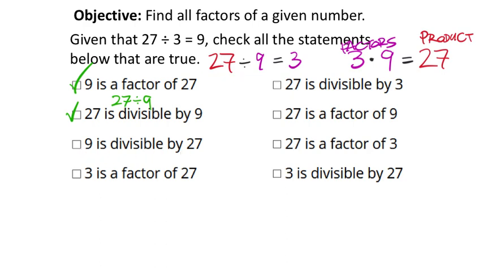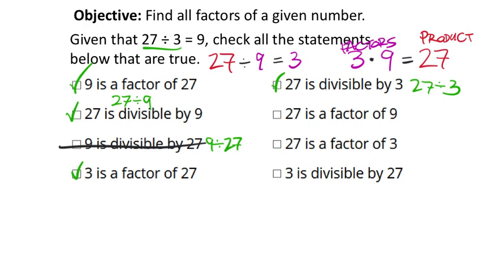Next, it says 9 is divisible by 27. That would show 9 divided by 27 like this, which is false. So this one we're just going to cross out. 3 is a factor of 27. Again, that is shown in the multiplication problem right there, so we check that one off too. 27 is divisible by 3. If we would write that as an expression, it would be 27 divided by 3, which was the original statement they gave us up here. So yes, it is divisible by 3, which would be 9.